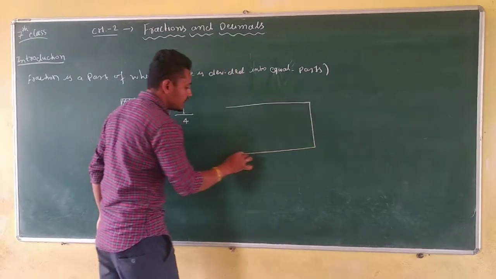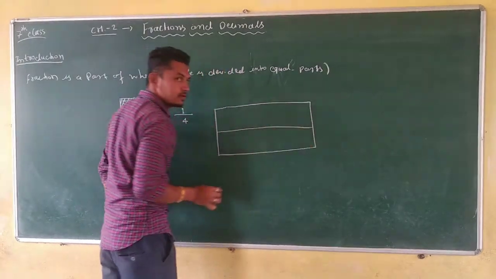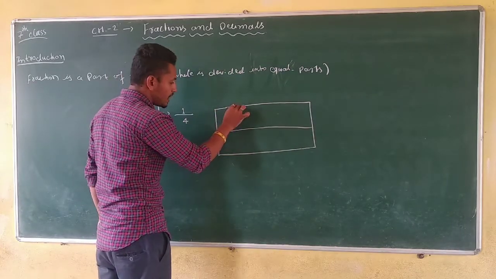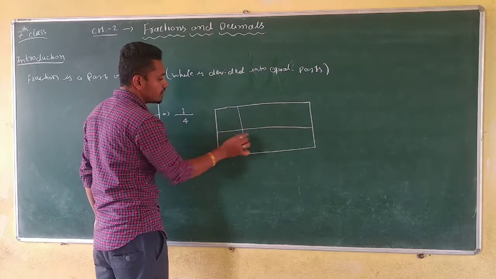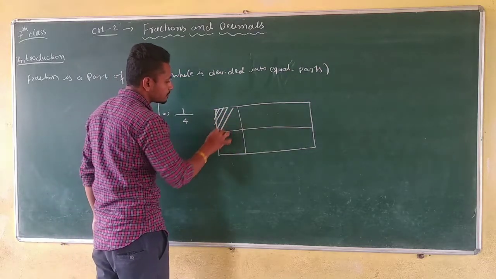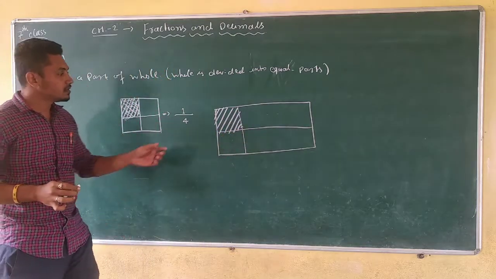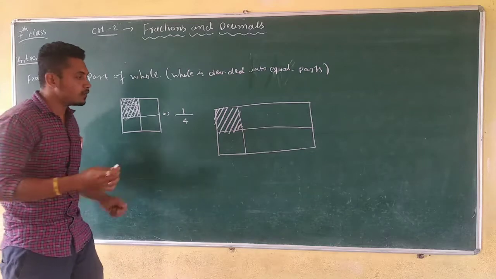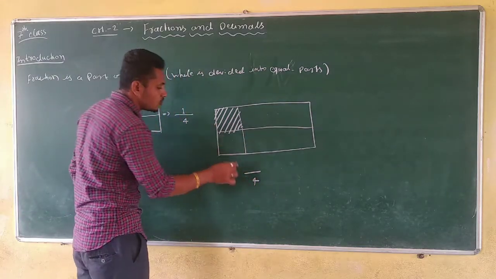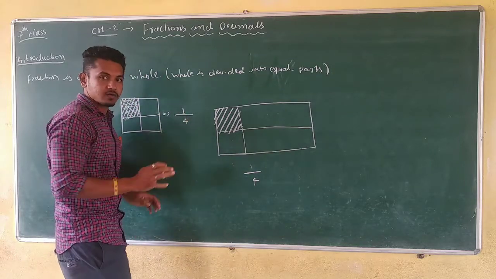Now next, take another example. I will give another example. This is a rectangle and it is divided into 4 parts. 1, 2, 3, 4. Now I colored this one part. Now you have to write its fraction. How do you write it? The 4 parts, the 4, and the colored part is 1. So 1 divided by 4. But it is completely wrong.